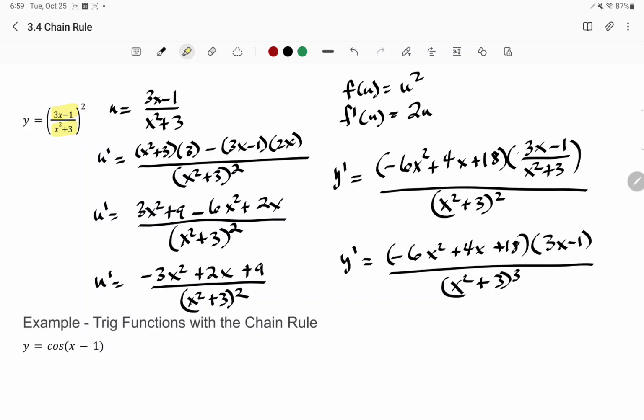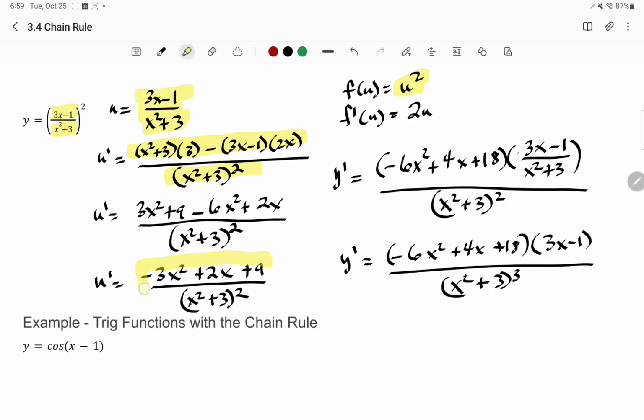What I did is I kept it as it is. My inside function was identified as 3x minus 1 over x squared plus 3. My outside function was u squared. And then when I find the derivative of the inside, that's the tricky part. That's where you have to do the quotient rule. So low d high minus high d low all over low low.